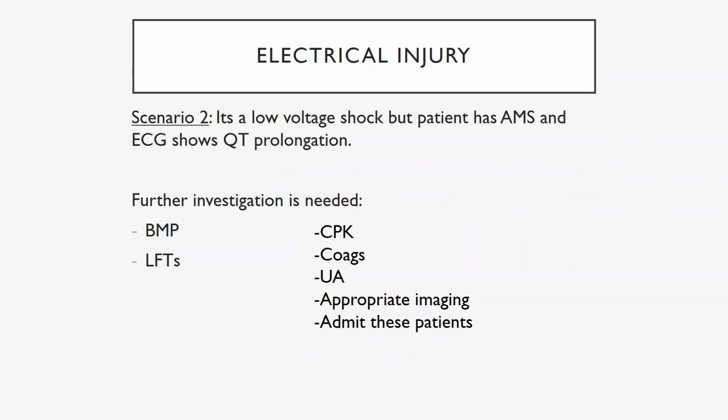So now look at this patient. It's a patient who had a low voltage shock, but now the patient is a little confused and the EKG shows mild QT prolongation. So in these cases, you want to investigate further. These are the patients you don't want to discharge right away. You probably want to observe them at least for 12 hours, and then maybe admit them based on what their labs are. These are the patients you want to do a thorough investigation on.